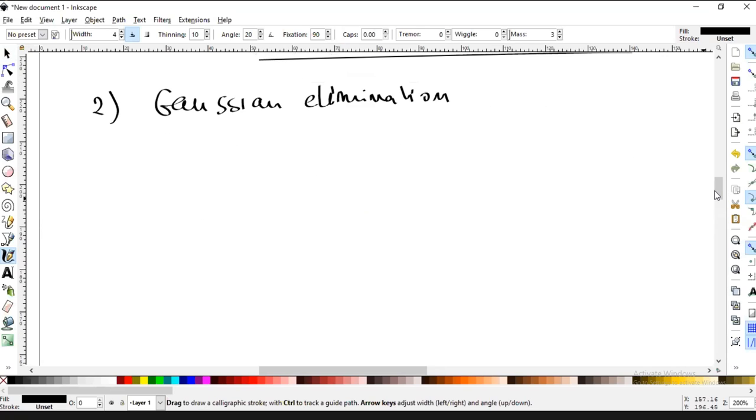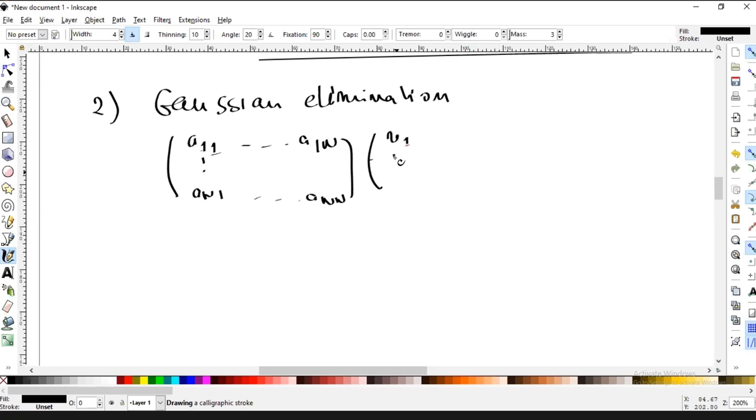So the idea behind Gaussian elimination. If you have a system with matrix A, with entries A11 to A1n down to An1 to Ann, multiplied by x1 to xn, equal to b1 to bn.